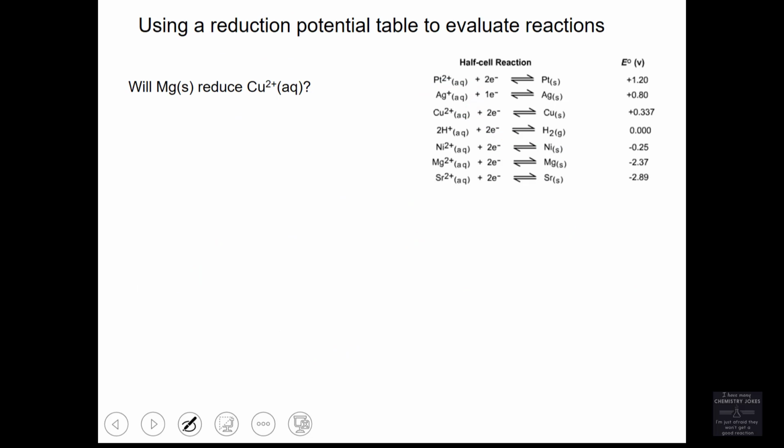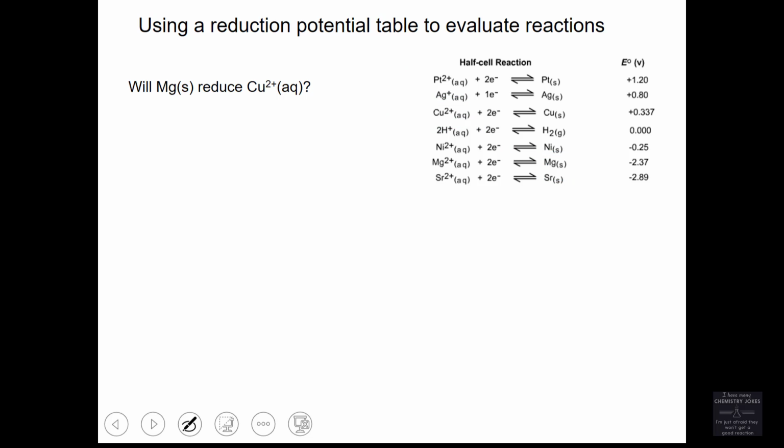Diagonal rule. We can use the diagonal rule to evaluate whether magnesium will reduce copper. Since the metal is a product below the ion, the answer is yes. That reaction does happen. Magnesium can reduce copper 2 plus.